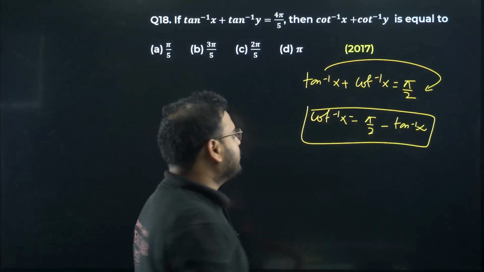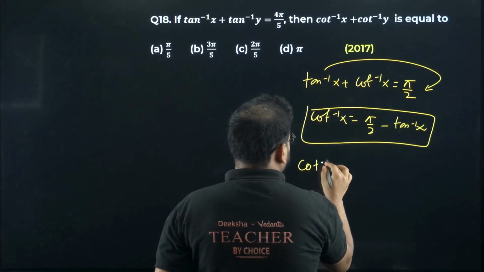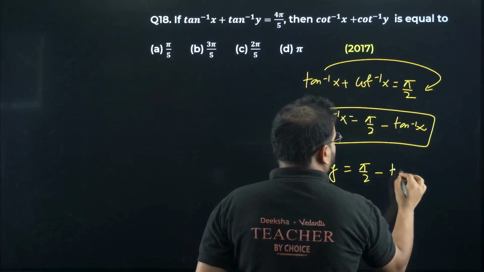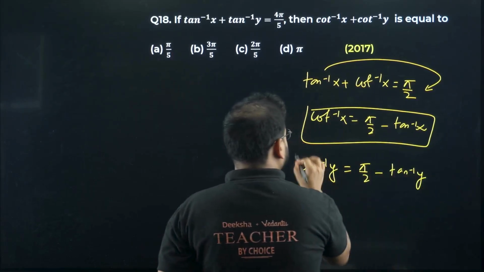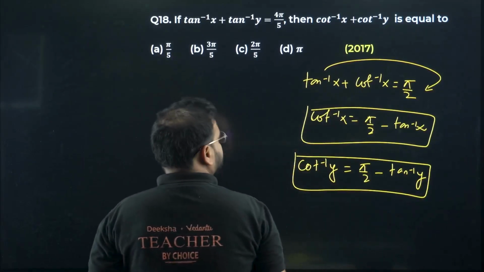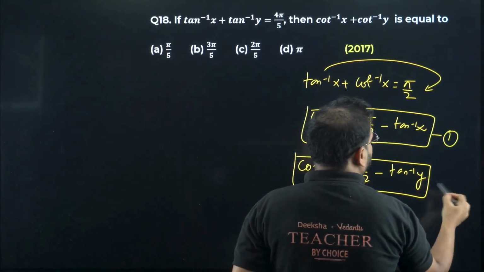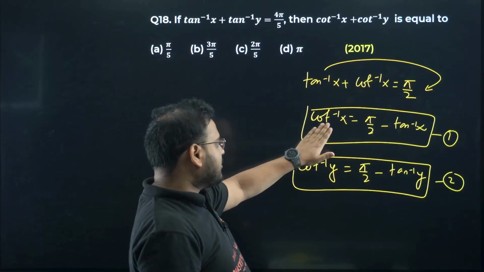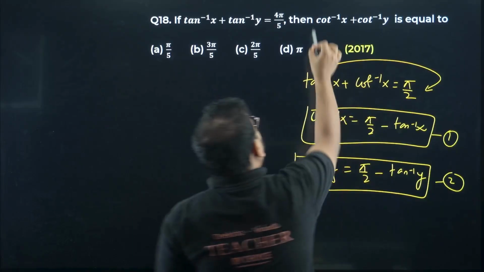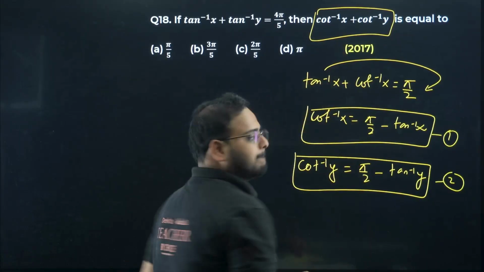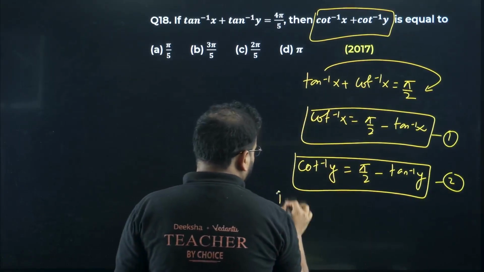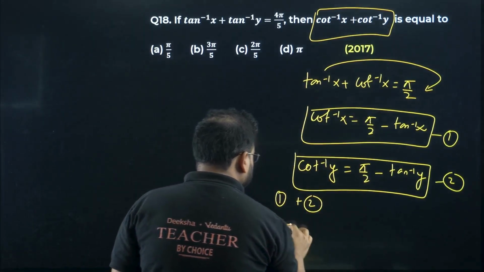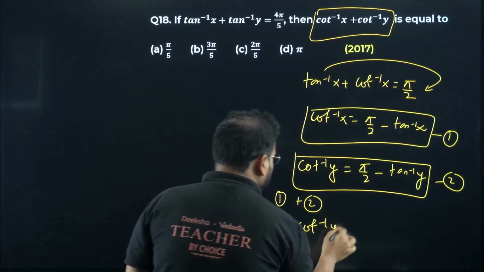Same thing I can do for cot inverse of y also. What I'll have? Pi by 2 minus tan inverse of y. Take this as equation number 1 and equation number 2. If you add these two, what you're going to get? You'll get LHS as cot inverse of x plus cot inverse of y. And that's what we're looking for. So add 1 plus 2.